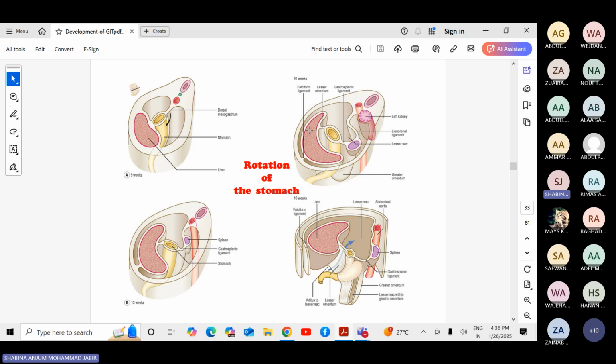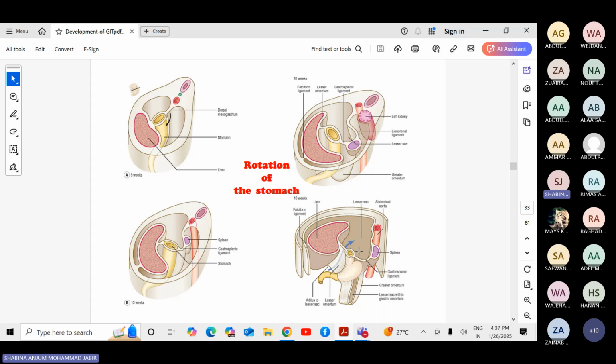Here we want to show you how, along with the rotation, the ventral and dorsal mesogastrium develop into different ligaments. So again, you can see here the stomach is almost developed to its normal position after rotation. So this is the lesser omentum here you can see. And this is the lesser sac.